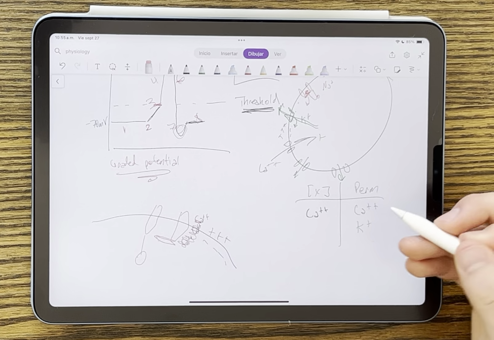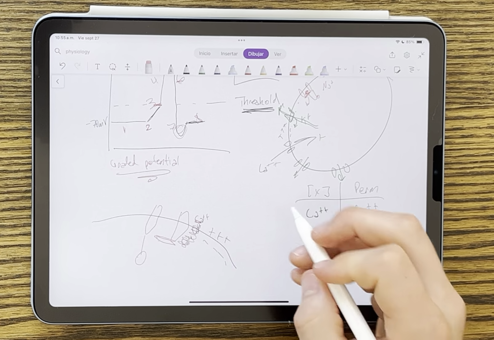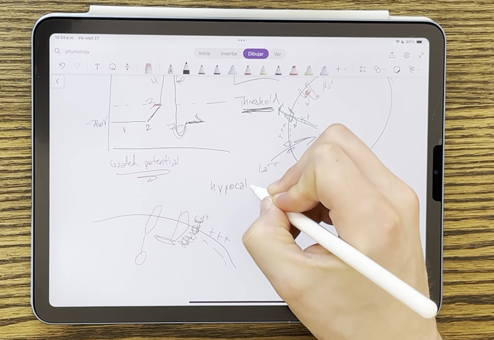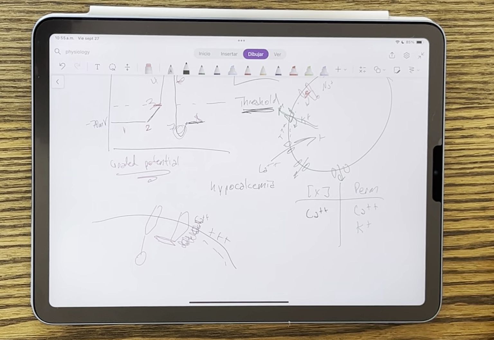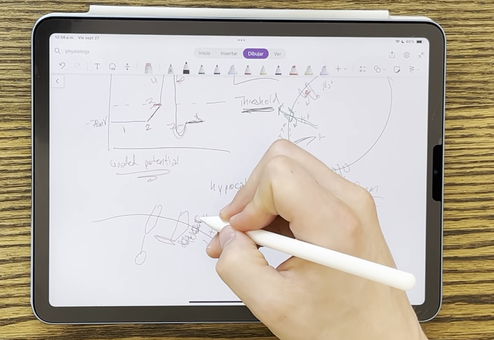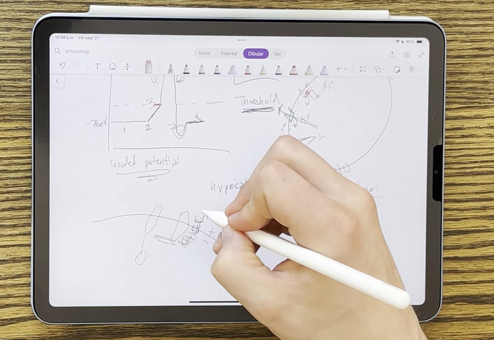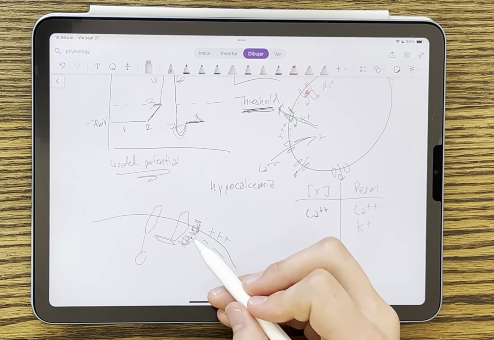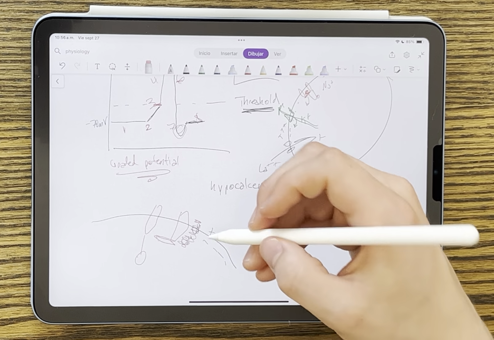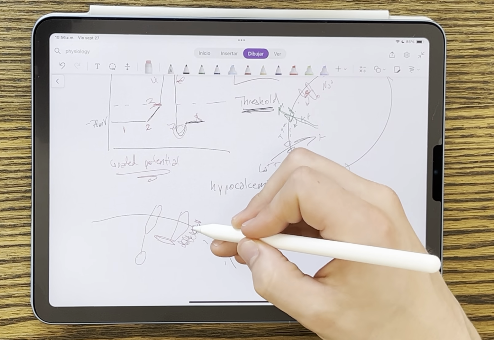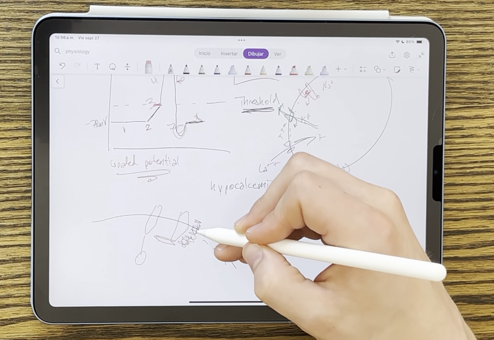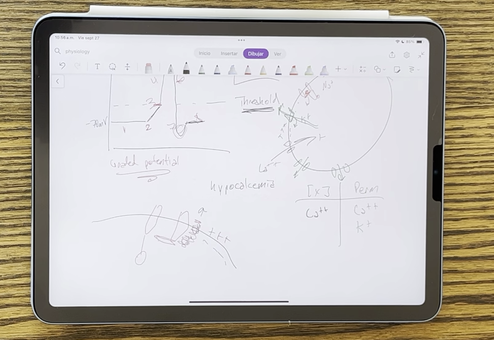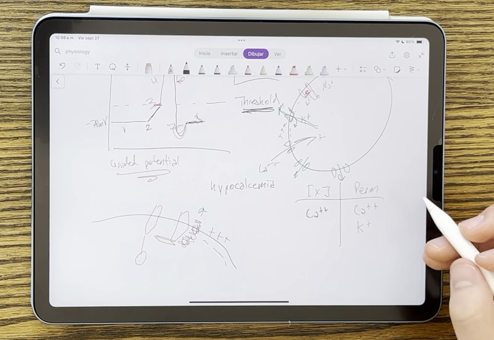But if we change the concentration of calcium, let's say we decrease it, we have hypocalcemia. If we decrease the calcium outside, that means fewer calciums are going to bind here. So let's just get rid of this calcium, right? Now we only have 2 instead of 3. Well, now since we only have 2, the positive charges are repelling it less, and the negative charges are attracting it less. So it's more likely to move outward. And so this increases the sensitivity.